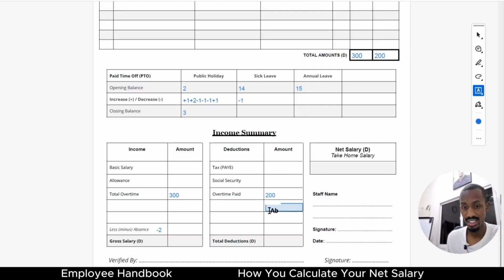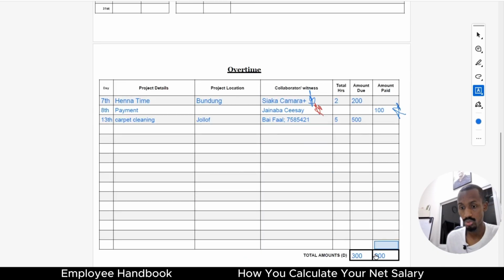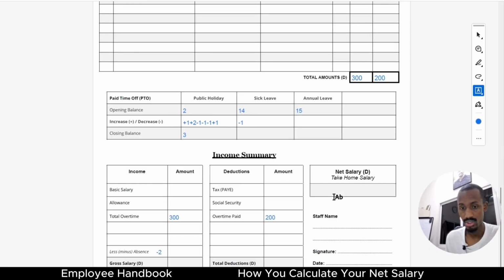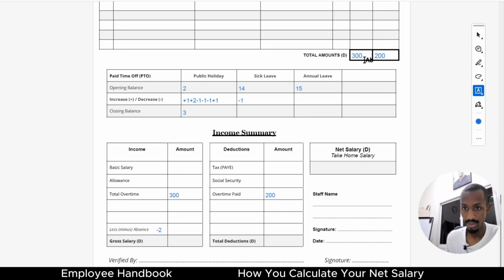The reason here is because, like here, amount due, the total amounts of overtime received and overtime paid. This is what you put here. This is just for reference.